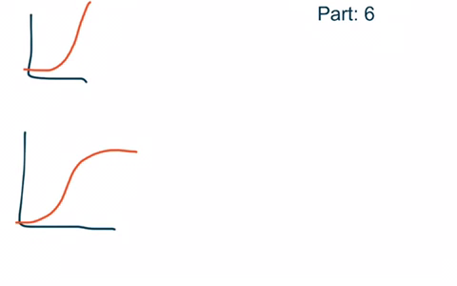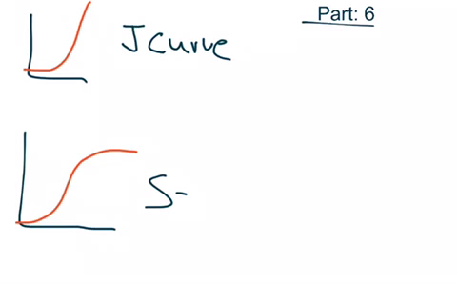Okay, so this is part 6 of the study guide, and in this one we're going over population ecology. First thing I want to go over are these two graphs right here. This first one up top would be a J-curve, and this bottom one right here would be an S-curve. And I want to go over what these two graphs show when we're looking in population ecology, okay?